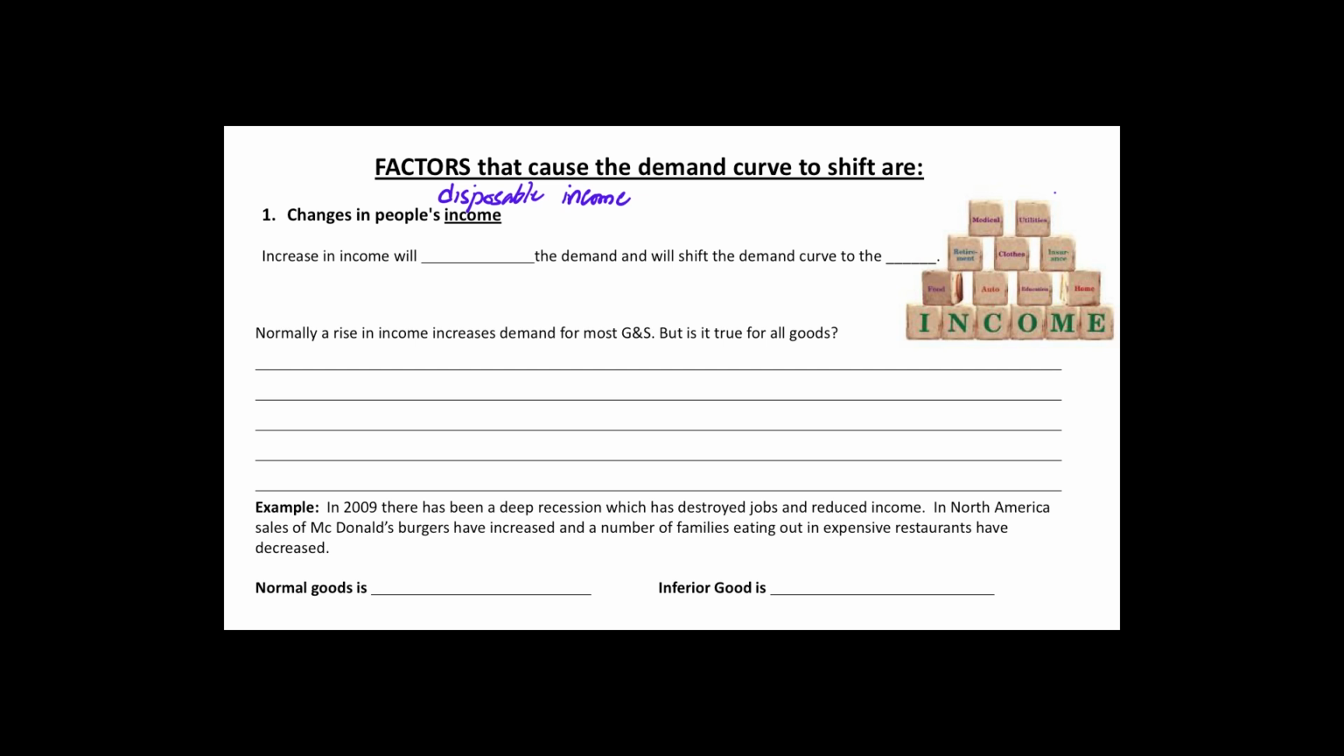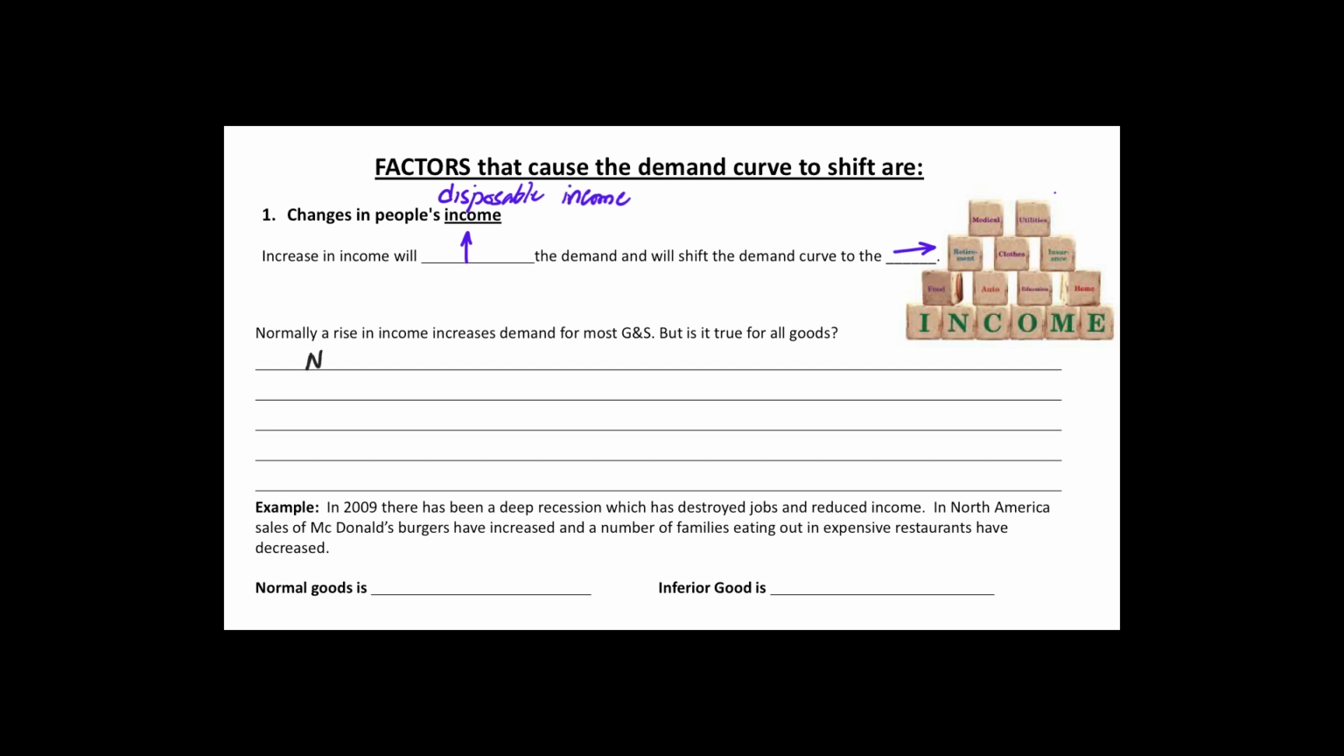Okay, now if people's disposable income changes, the general idea is an increase in income will increase the demand and shift the demand curve to the right. That's what is likely to happen as an overall scenario. People tend to buy more when they have higher incomes of the goods. But then you have to have a discussion that there are actually three categories of good.